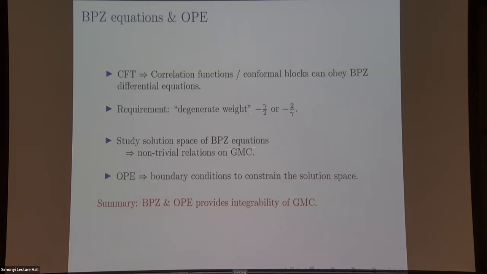Then we study the solution space of the BPZ equation, which we matched to the solution space of the hypergeometric equation. This induces some non-trivial relations for the GMC expression of the conformal block. The OPE is used to bring in the boundary condition, and this constrains the solution space. Altogether, BPZ and OPE provide some sort of integrability of this GMC, and through that the integrability of the conformal block.